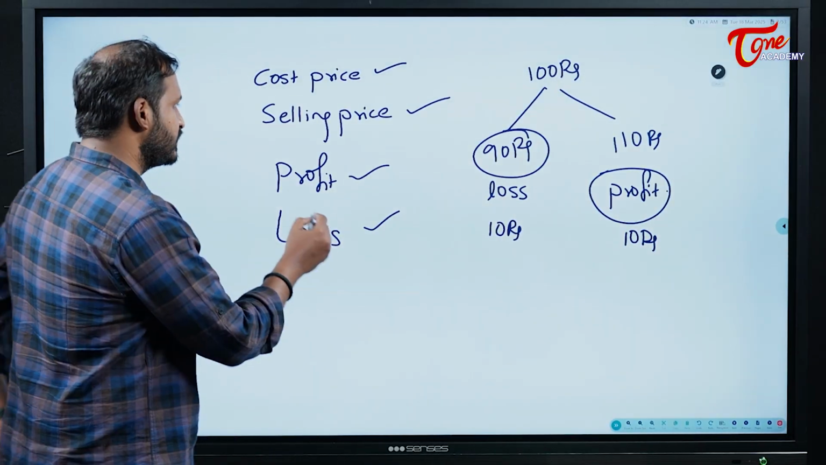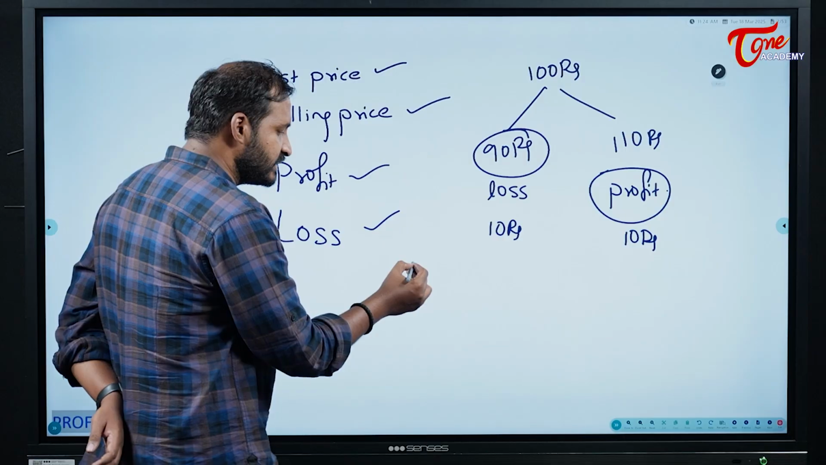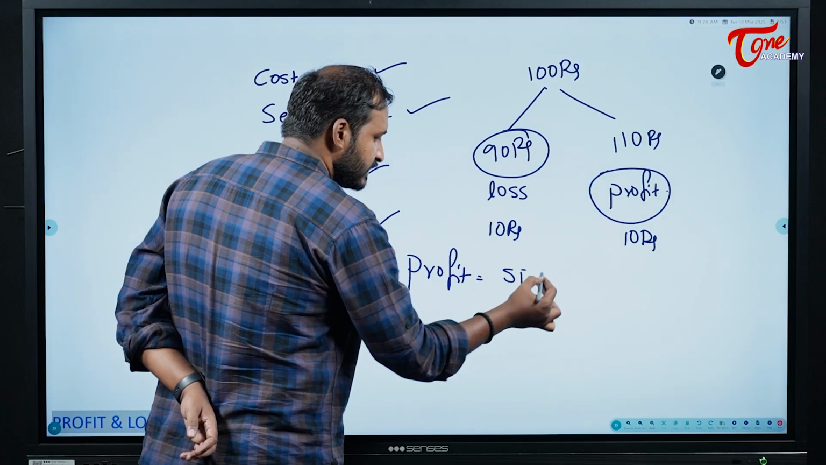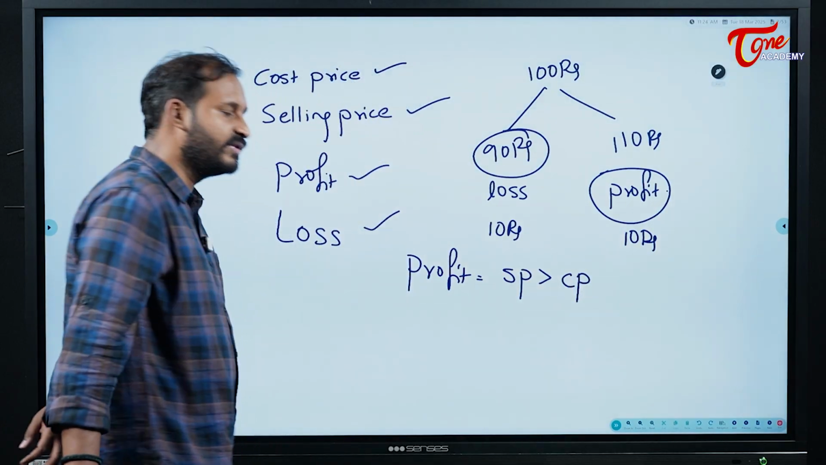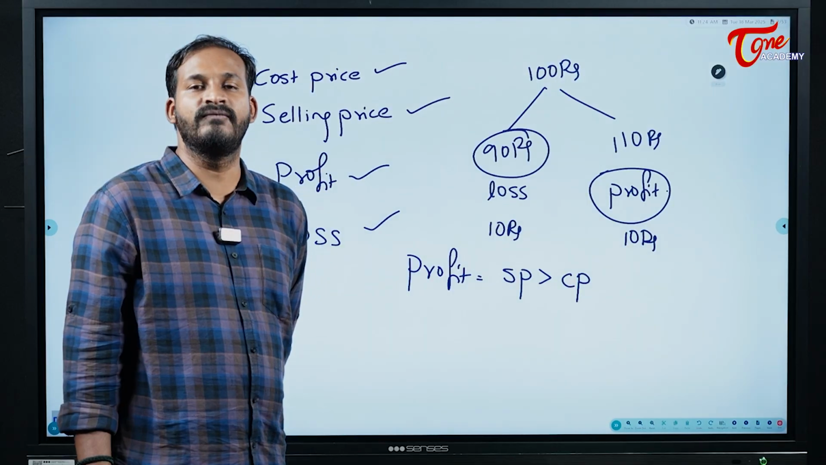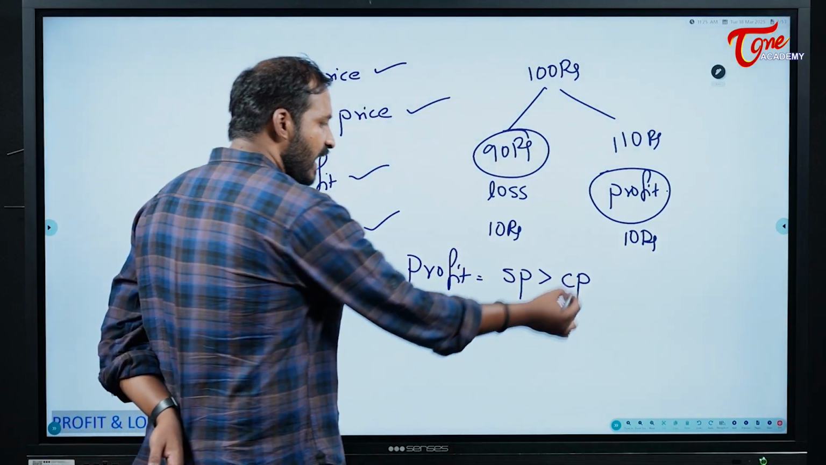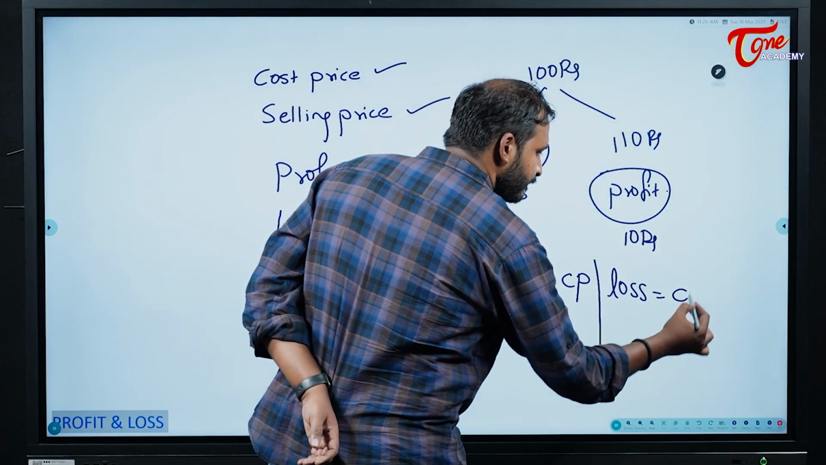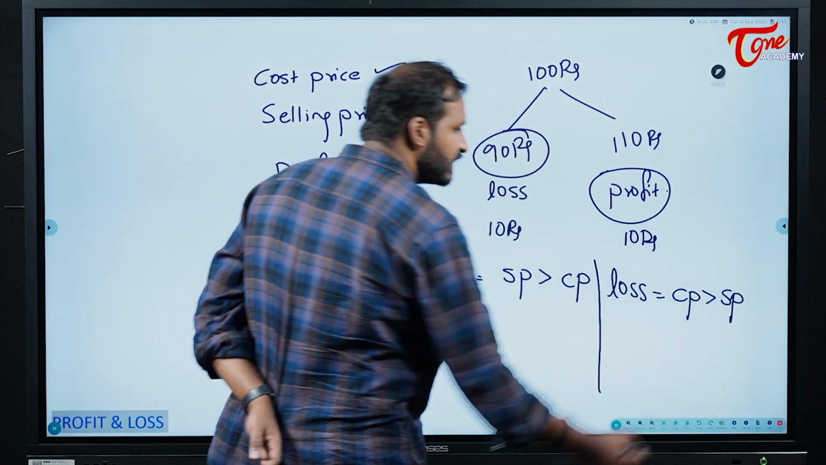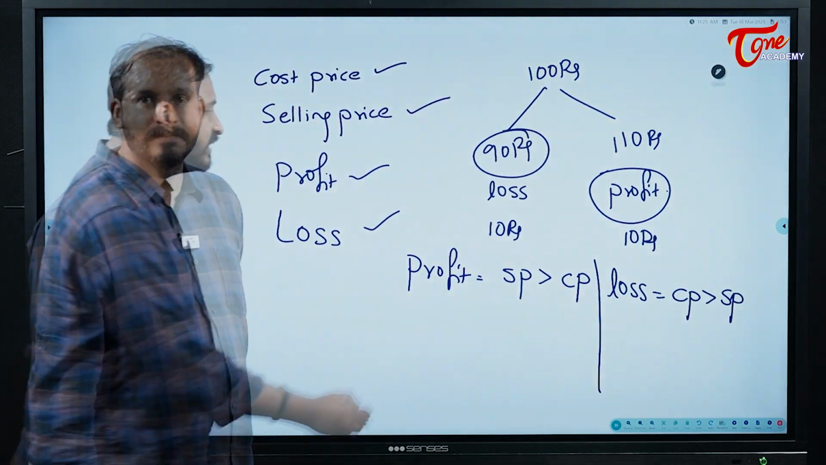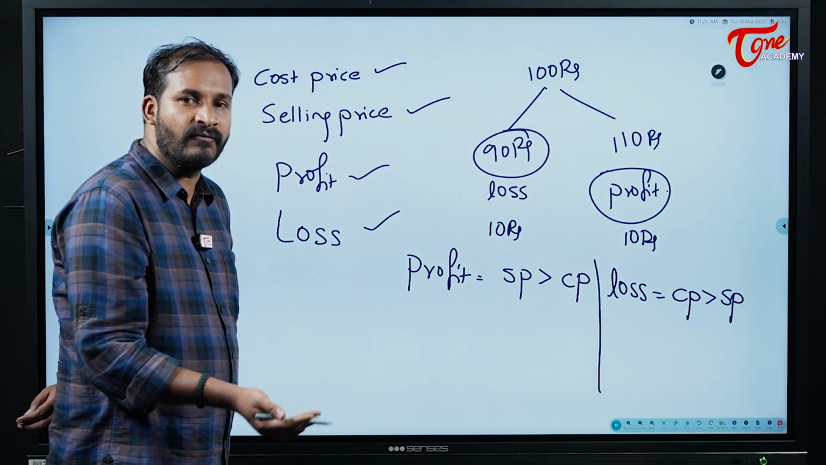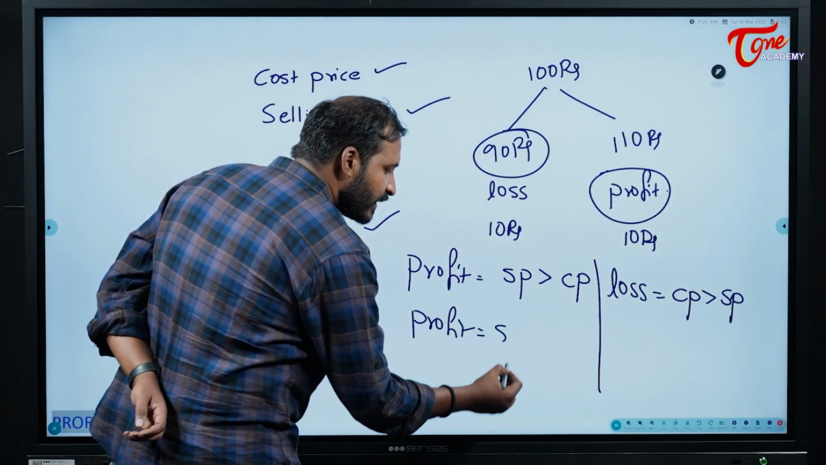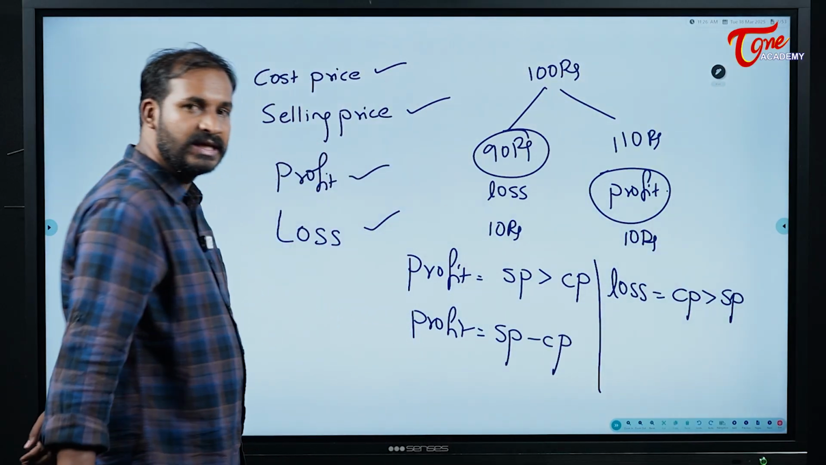Now see here students, from this understanding, what I can say is that we get a profit in any business if the selling price is greater than the cost price. And similarly, we incur a loss when the cost price is greater than the selling price. What is the value of profit? Profit is equal to selling price minus cost price.